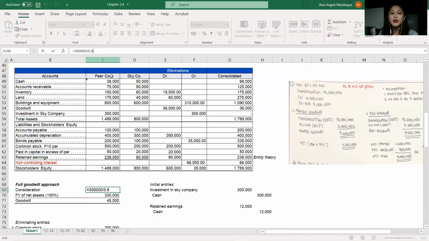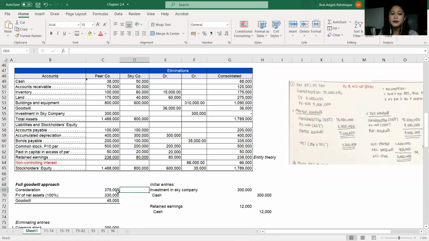So, to get the whole, 300,000 divided by 0.8. So, ang 100%, kasi nga full tayo, or fair value approach, is 375,000. Less the total fair value of net assets. So, hindi mo siya iti-times 80%. So, 330,000. So, ang goodwill mo is 45,000.